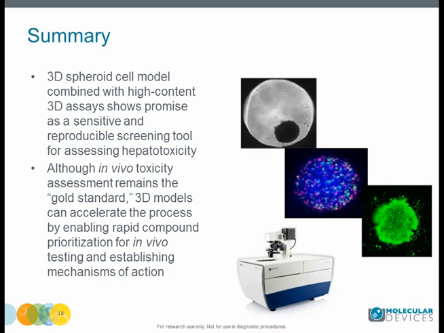In summary, the 3D spheroid cell model combined with high-content 3D assay shows promise as a sensitive and reproducible screening tool for assessing hepatotoxicity. And while in vivo toxicity assessment remains the gold standard, 3D models can accelerate the process by allowing rapid compound prioritization for in vivo testing and establishing mechanism of action.